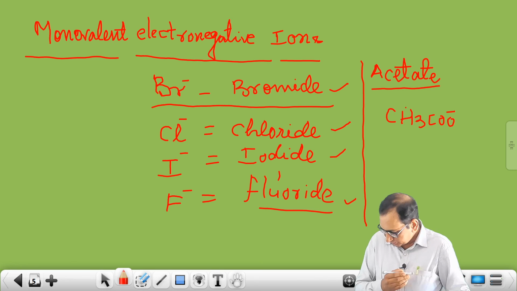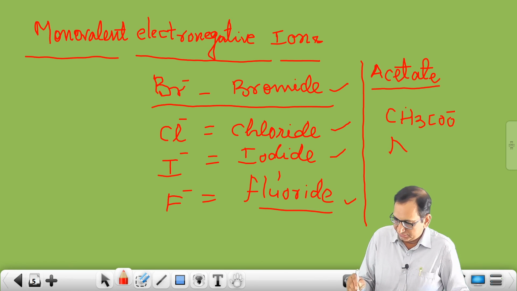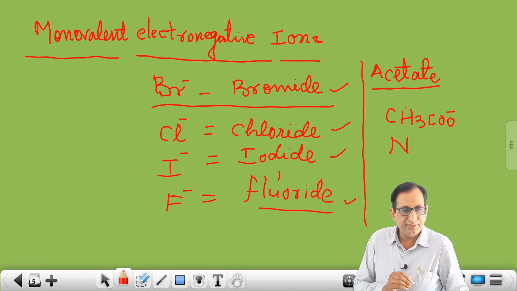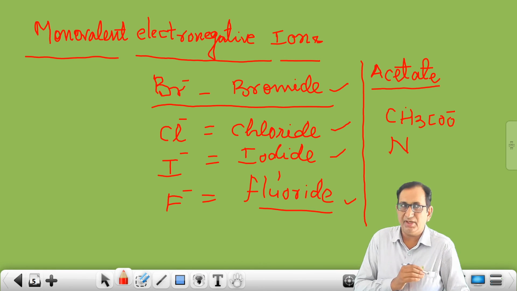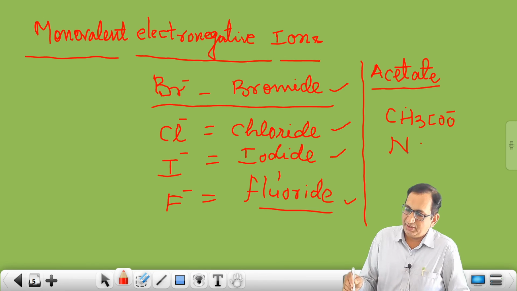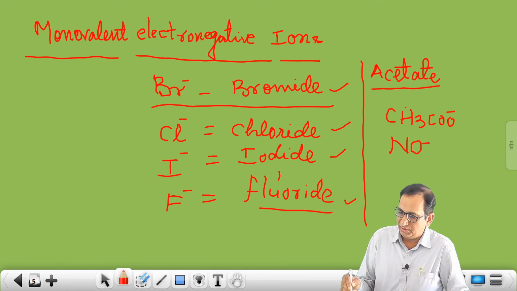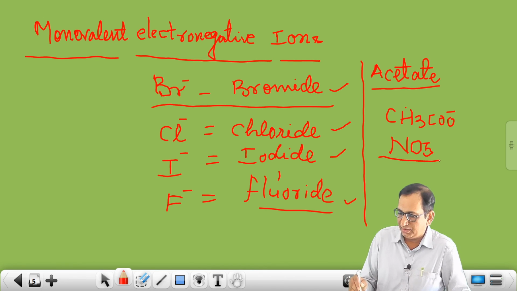Next students, nitrate and nitrite, there are three of them. So for nitrate we have to write NO3. This is for nitrate.